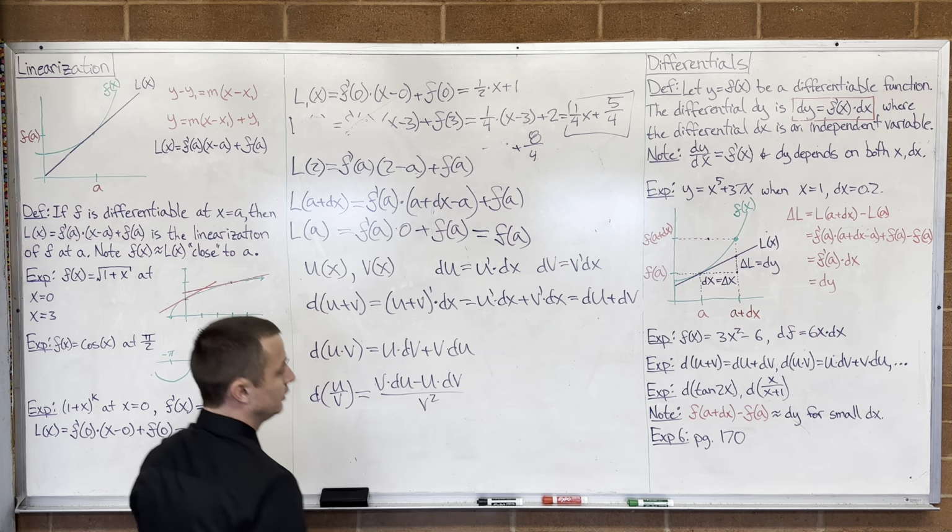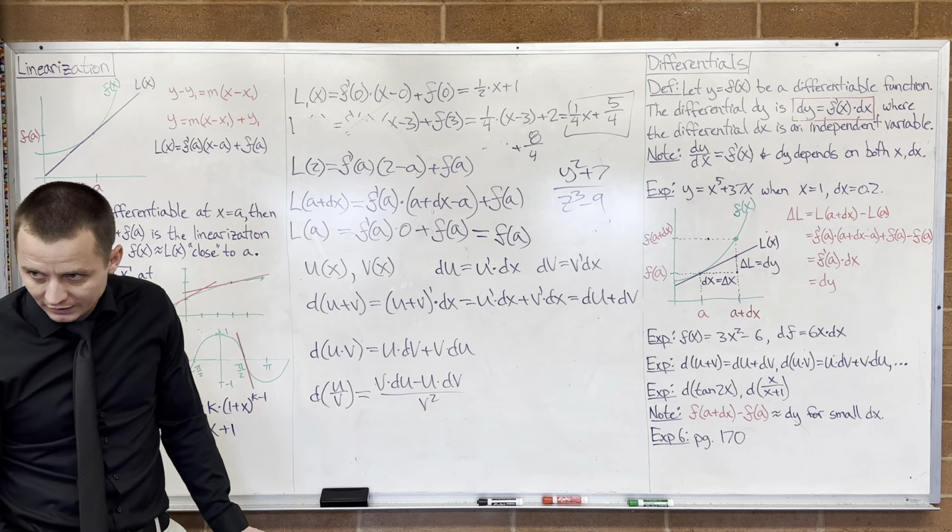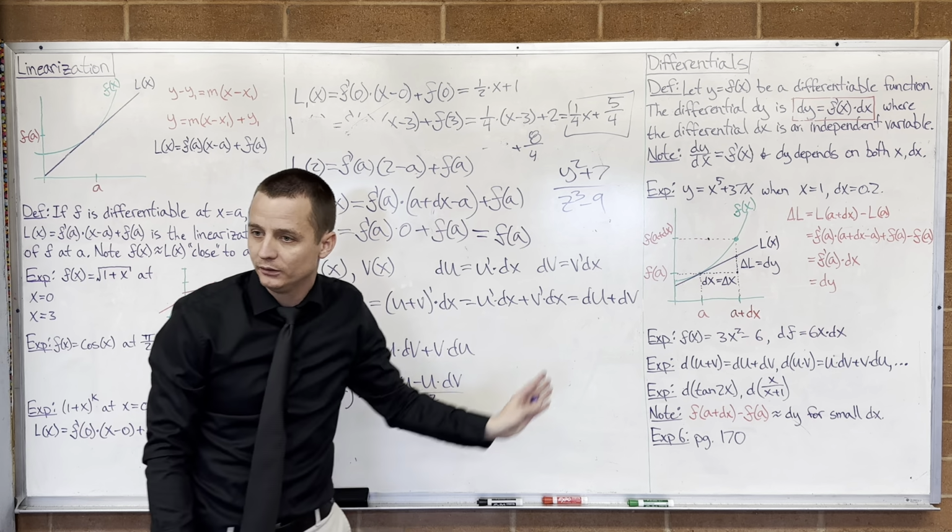And u and v are just some functions. They're two functions in terms of the same variable. When we were talking about our quotient rule, it was some function in terms of x over some function in terms of x. We weren't looking at y squared plus 7 over z cubed minus 9 and applying the quotient rule to that. We had two functions in terms of the same variable. So it's understood, it's in terms of the same variable here.